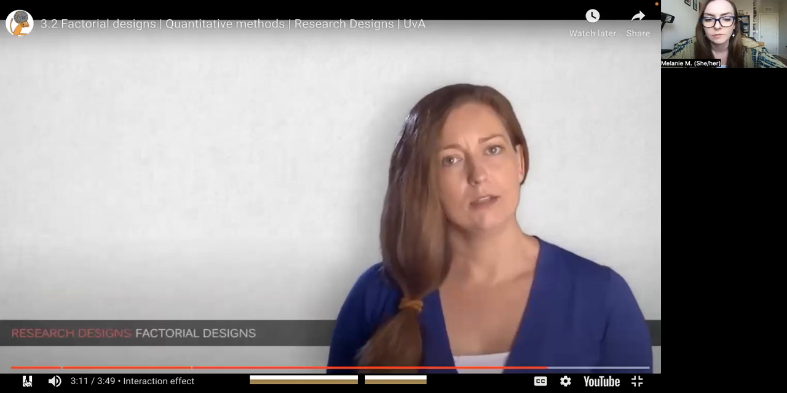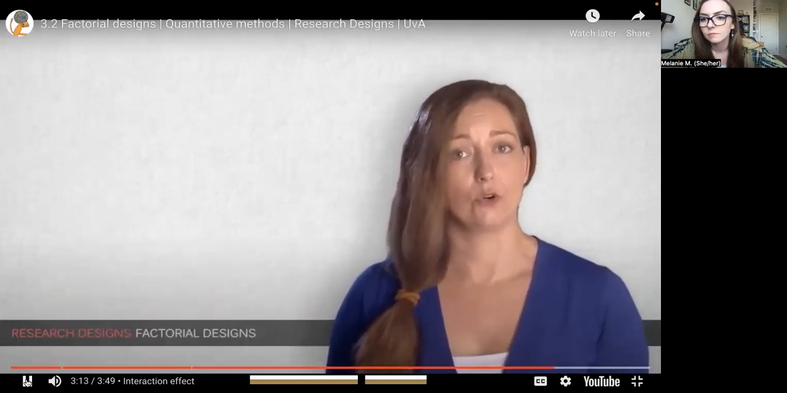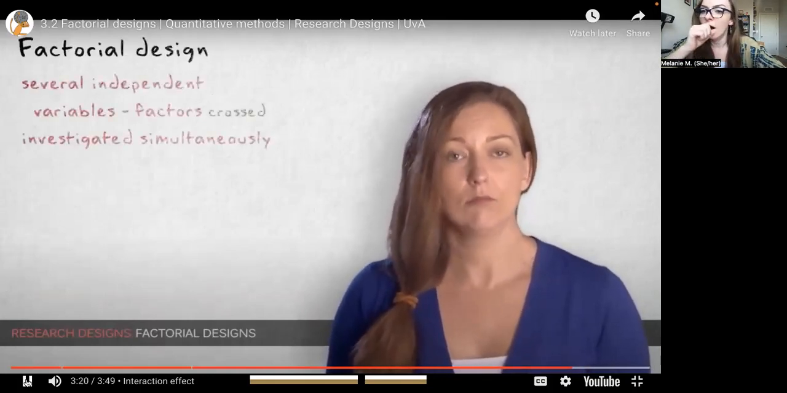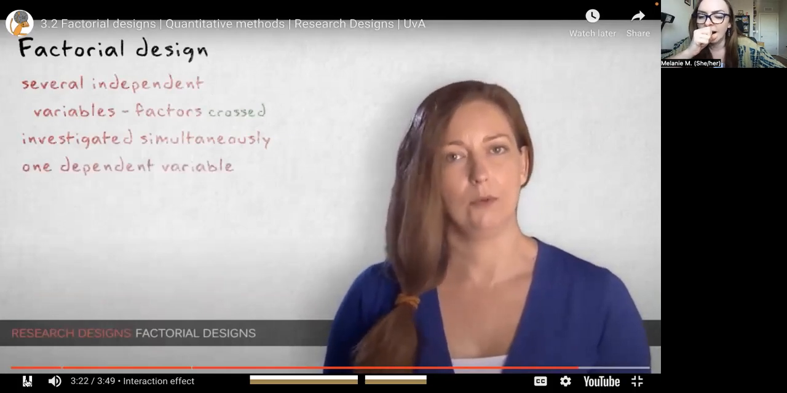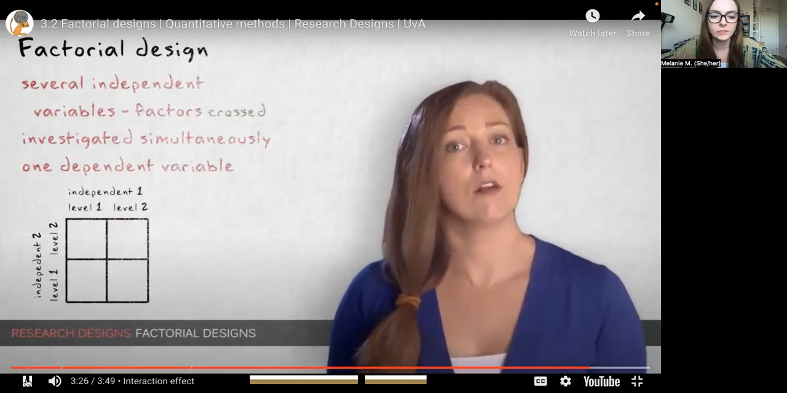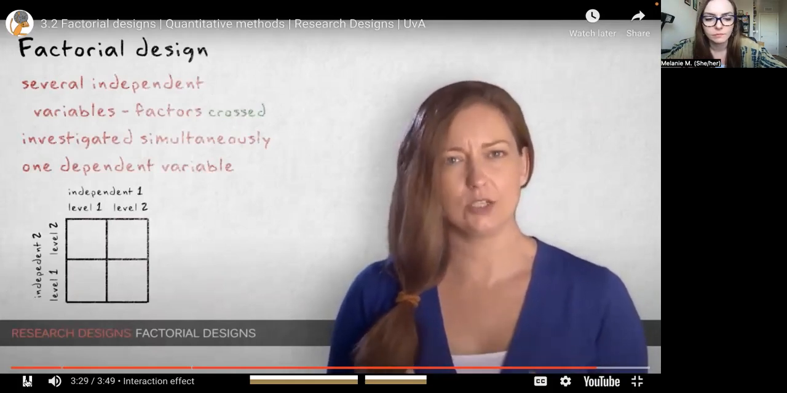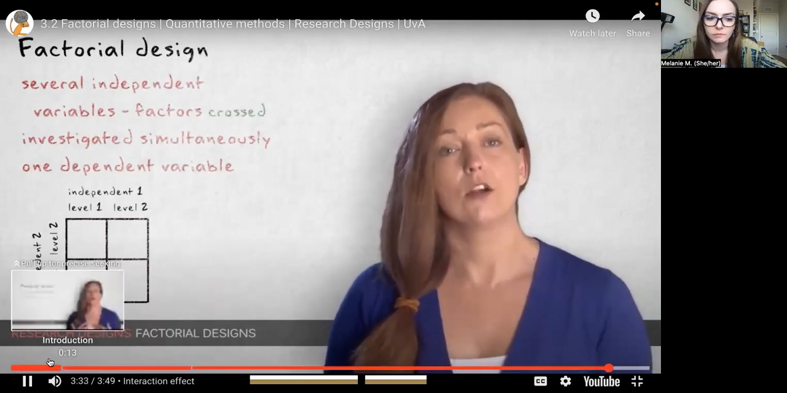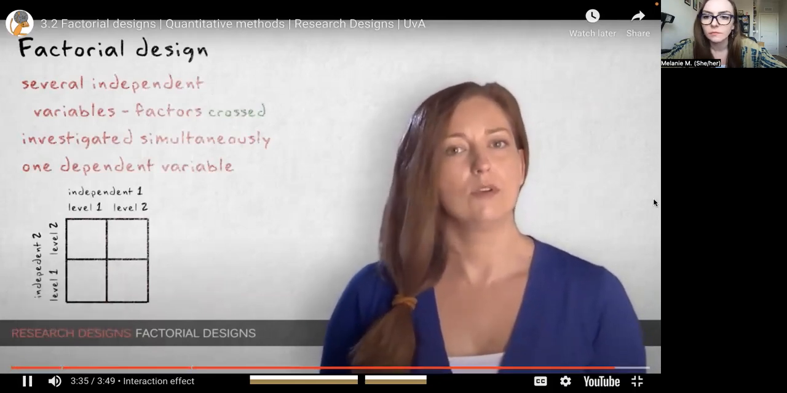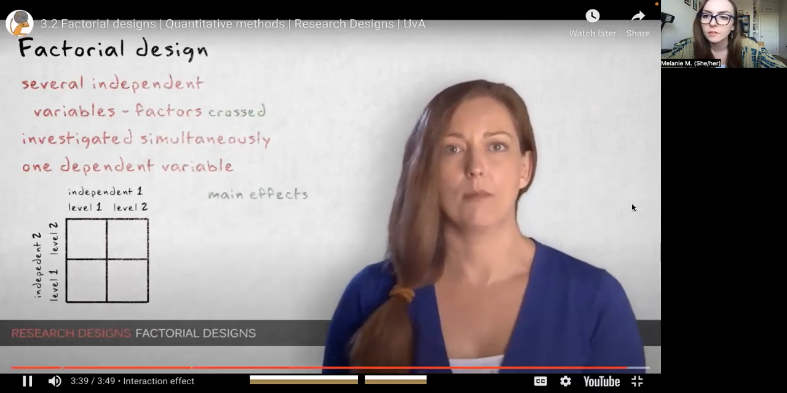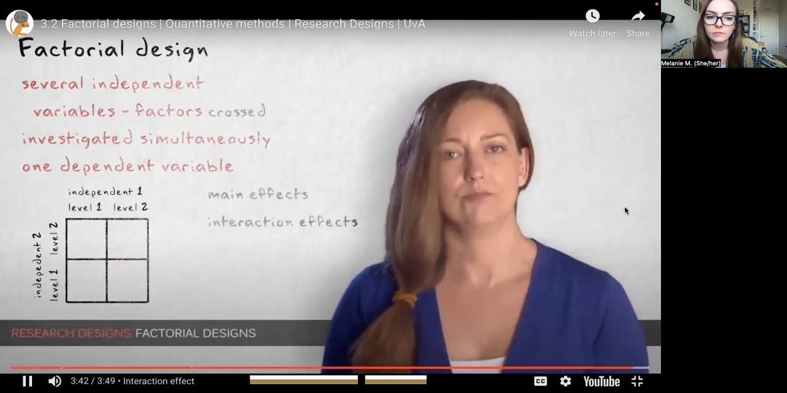What's important here is that you understand the basics of factorial designs. You need to know that a factorial design consists of 2 or more independent variables and, for now, 1 dependent variable. The independent variables are crossed to ensure that all cells are represented in the study and that each cell contains enough participants. Factorial designs are very useful because they allow us to investigate not only the main effects of several factors, but also the combined effects or interaction effects.